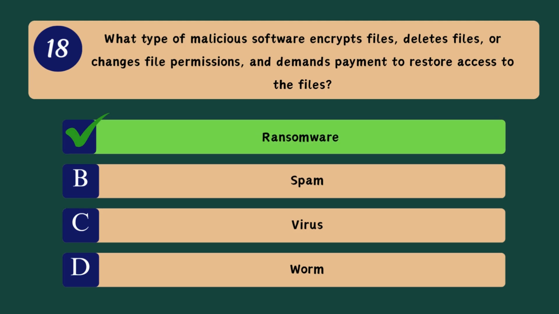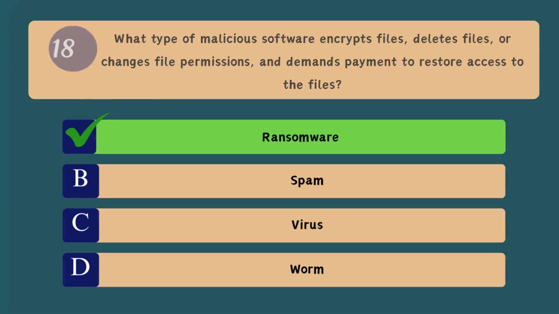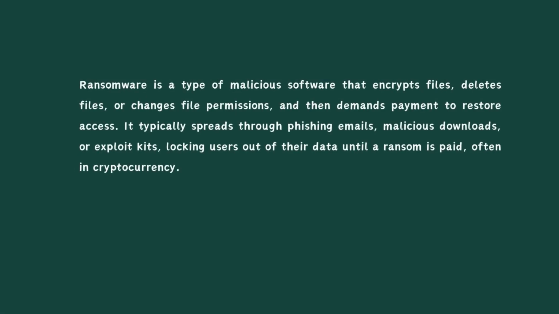Correct answer: A. Ransomware. Ransomware is a type of malicious software that encrypts files, deletes files, or changes file permissions, and then demands payment to restore access. It typically spreads through phishing emails, malicious downloads, or exploit kits, locking users out of their data until a ransom is paid, often in cryptocurrency.